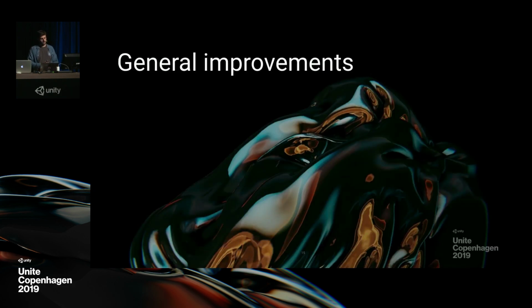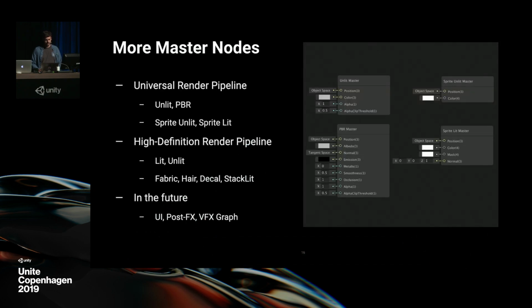So moving on to the general improvements that we've seen coming to Shader Graph as it was released. First thing to mention is we now have more master nodes. It started only with PBR and unlit, but already in the Universal Rendering Pipeline, now you have 4 master nodes. The master node is basically the endpoint of your shader. It contains the template of the shader, which is going to be filled with the data that you create in the graph.